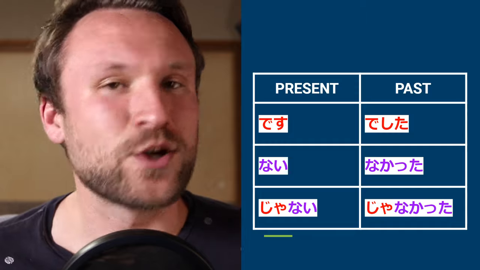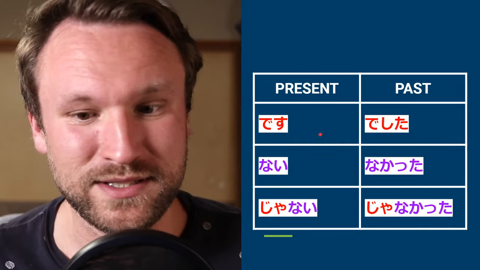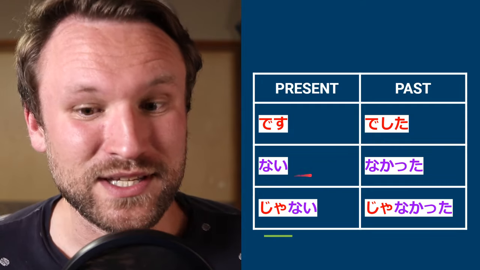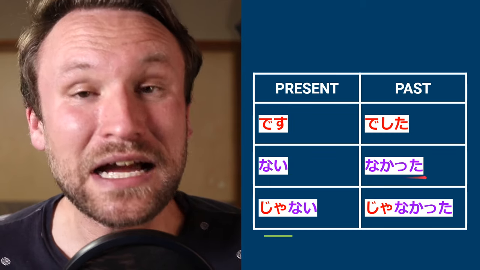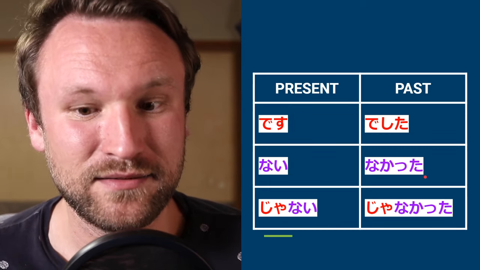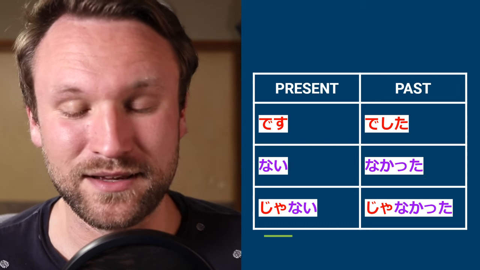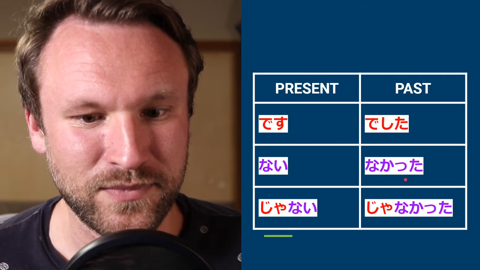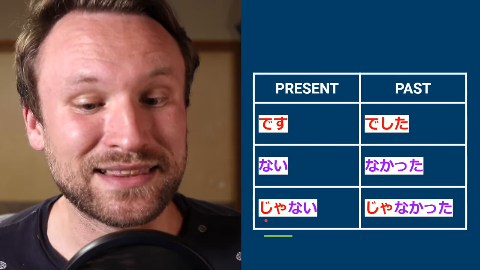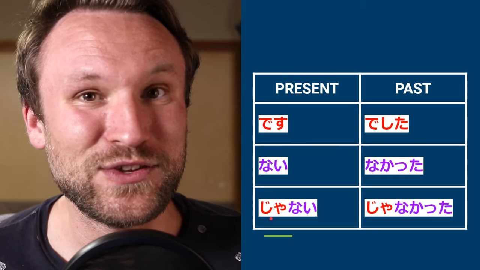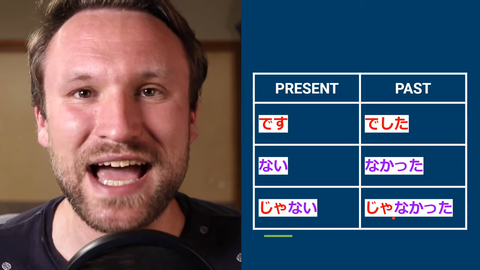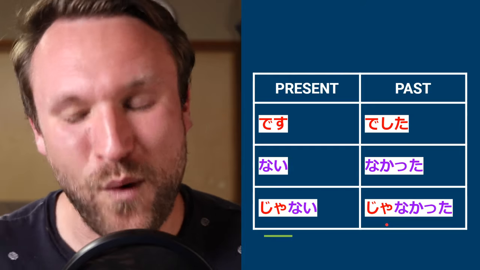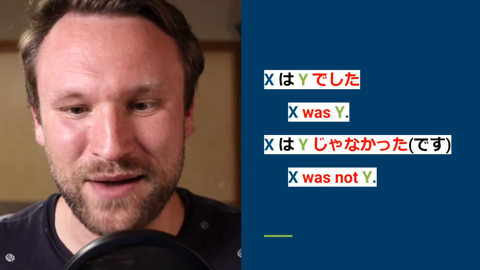All right. So let's go back to that chart and add a little bit more in. We have desu, which is the present tense of is. Deshita, which is the past tense, so was. We have nai, which is does not exist. Nakatta is the past tense of nai, so that means did not exist. So if we take that nakatta and add it to janai to get the past tense, we get janakatta. That means was not. Hope that wasn't too confusing.